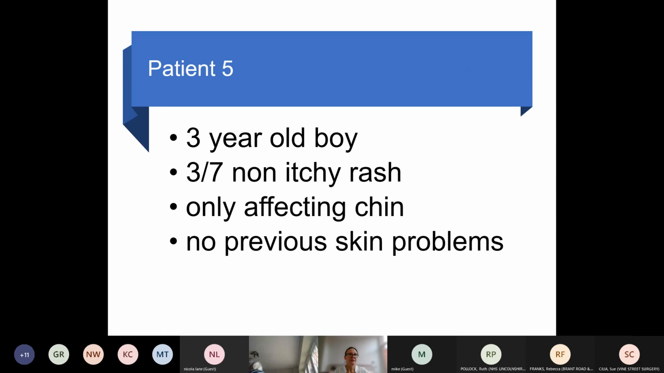So patient 5, a little child, a 3-year-old boy, had a rash on his chin for 3 days, not itchy, and has not had problems with his skin before. Any other questions, or do you want to have a look at it? I'm already thinking tiger. Yeah, and that's what's making you think.